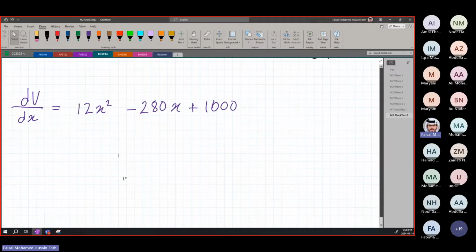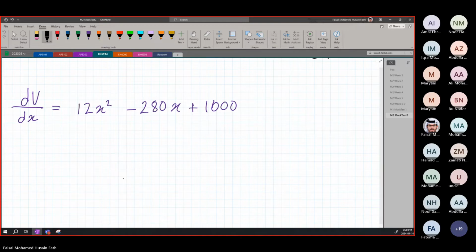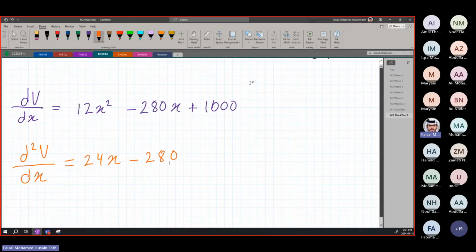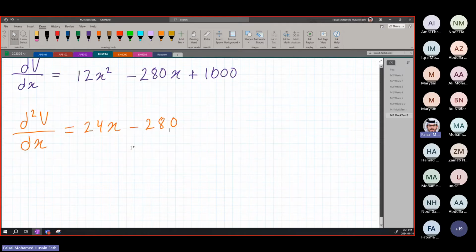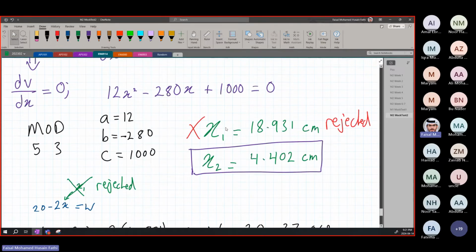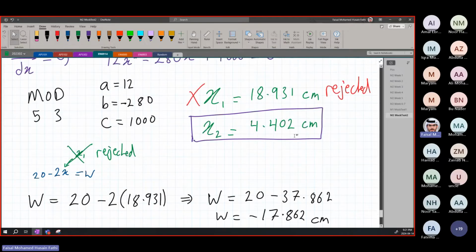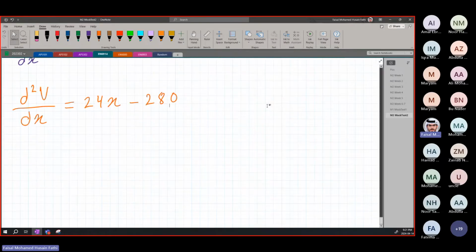And this is dv by dx. Okay. Here, we're going to take the second differentiation. So let me choose another color. We're going to take the second derivative now, so we will derive it one more time. And this is going to be 12 times 2 is 24x minus 280. And 1000 is just 0 when it differentiates. And now we are going to substitute these two values inside.